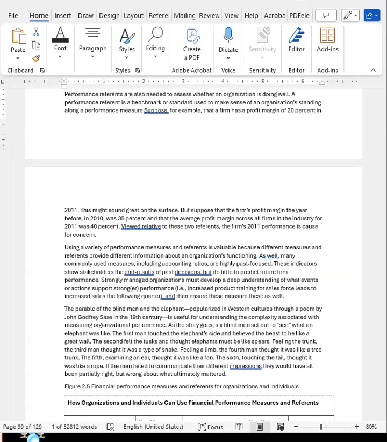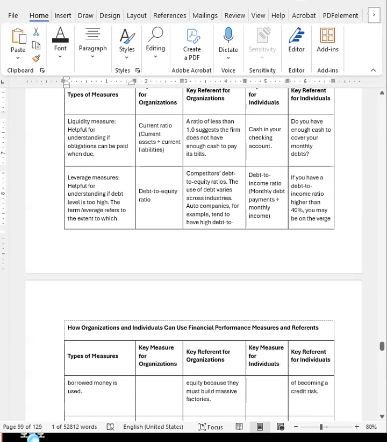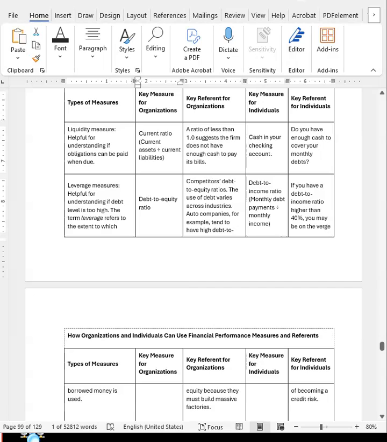Figure 2.5: Financial Performance Measures and Referents for Organizations and Individuals. How organizations and individuals can use financial performance measures and referents. Types of measures. Key measure for organizations. Key referent for organizations. Key measure for individuals. Key referent for individuals. Liquidity measure, helpful for understanding if obligations can be paid when due. Current ratio, current assets divided by current liabilities. A ratio of less than 1.0 suggests the firm does not have enough cash to pay its bills. Cash in your checking account. Do you have enough cash to cover your monthly debts?